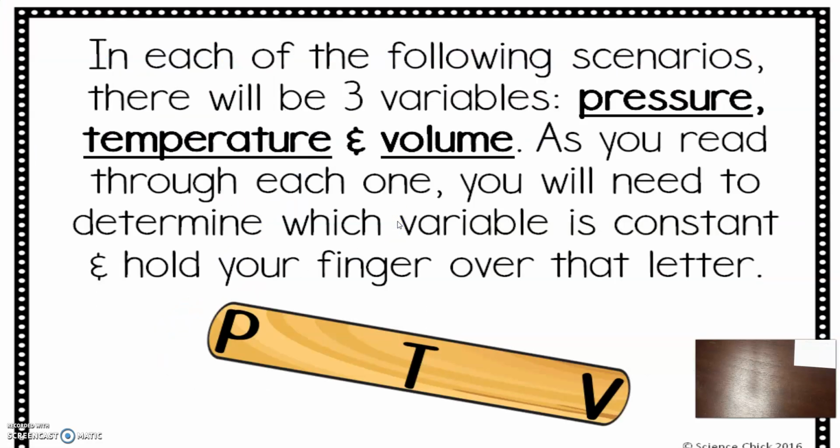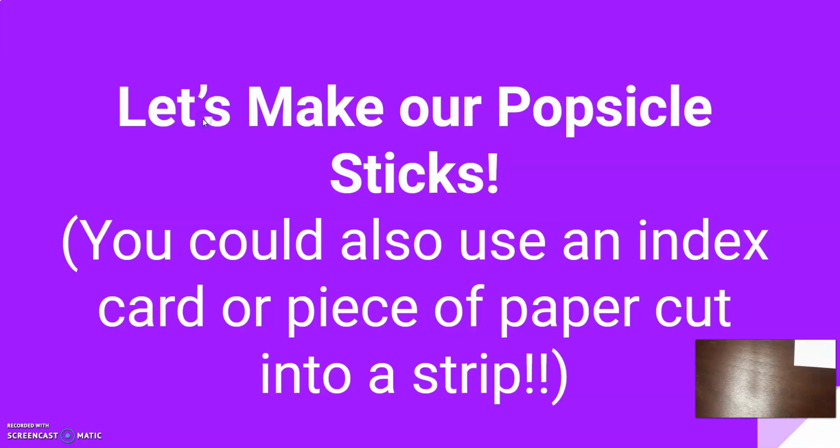What we're going to do together right now is practice with a popsicle stick, looking at those three variables: pressure, temperature, and volume. We want to focus on the relationship that those three variables have with each other, and as I change one, what occurs with the other two variables. For each of these examples, we're going to keep one variable constant and look at the other two variables in reaction to one another.